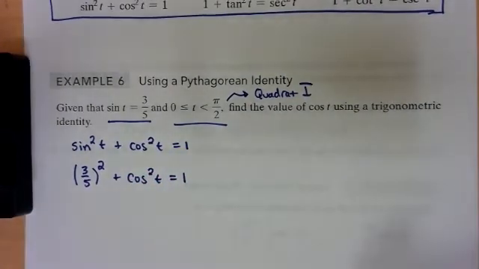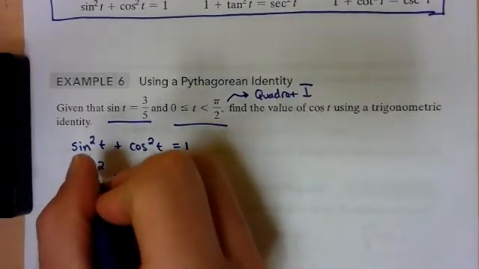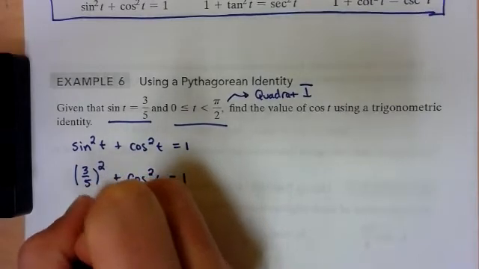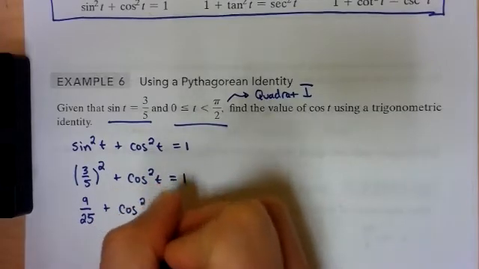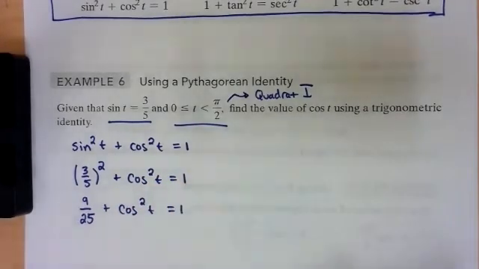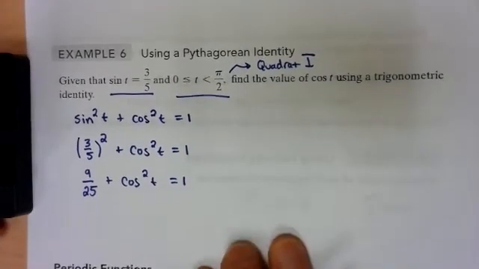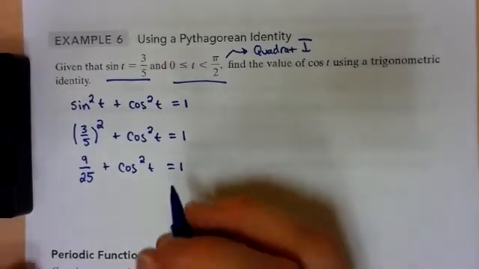Now, yeah, let's actually keep going with this. All right, so (3/5) squared is really 3 squared divided by 5 squared, which is 9 divided by 25, plus cosine squared of t equals 1. So we want to get cosine squared of t by itself, just like if we had an x squared in here. It's the same idea, and then we're going to take the square root of both sides.